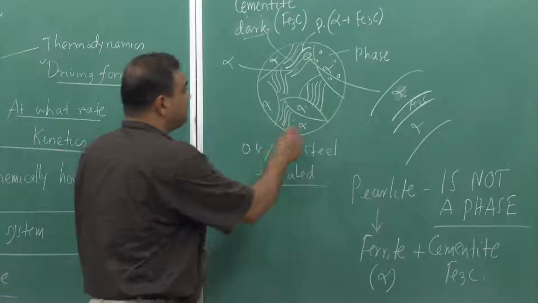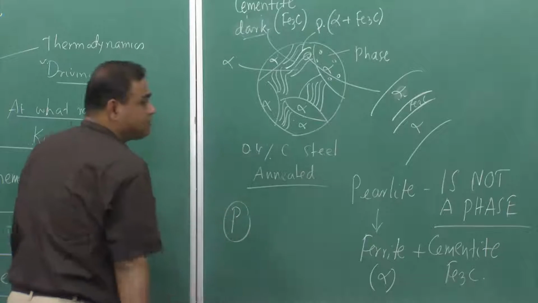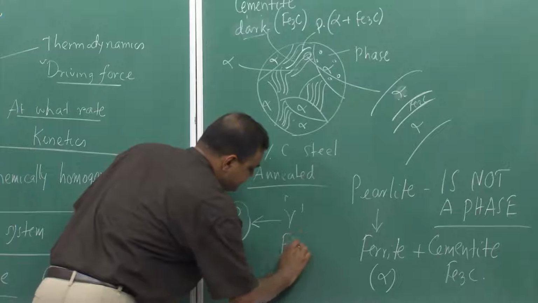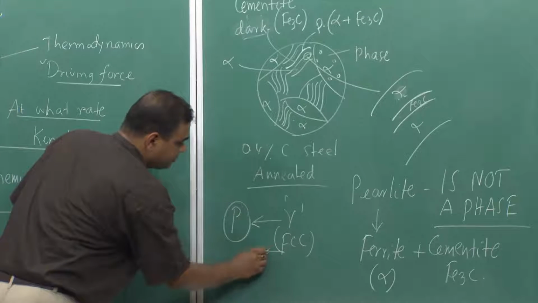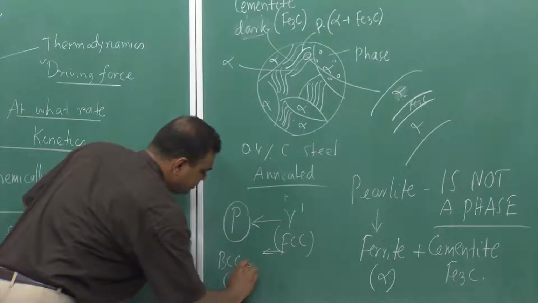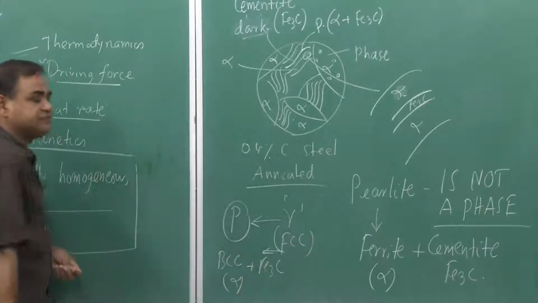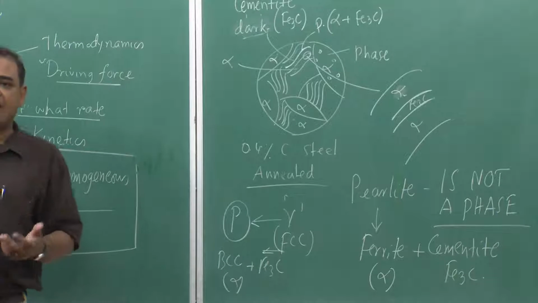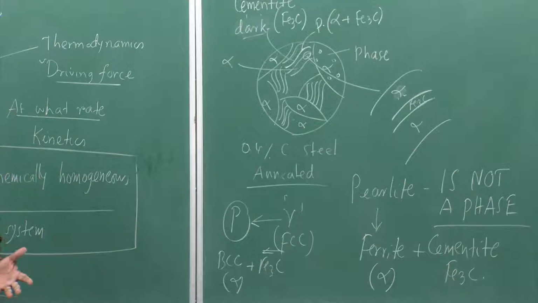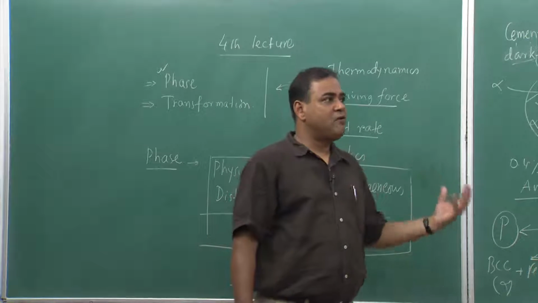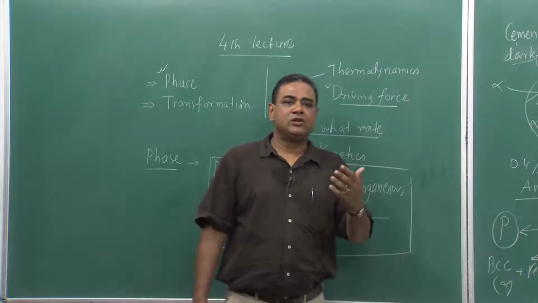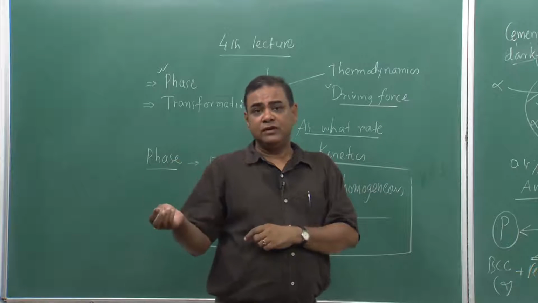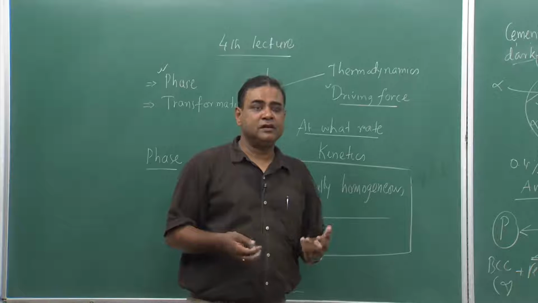For example, the perlite transformation happens, perlite which is alpha plus Fe3C, and that transformation happens from gamma, which is FCC iron. So, from there one BCC phase alpha and one Fe3C phase appear. Both the phases are solid, so that means it is a solid state transformation. We can have a solid state transformation where the transforming product is a solid, and what it transforms from is also a solid. But we can also have a liquid-solid transformation, where the product could be solid and then it melts and forms liquid, or the other way around, when liquid solidifies, we call it solidification.